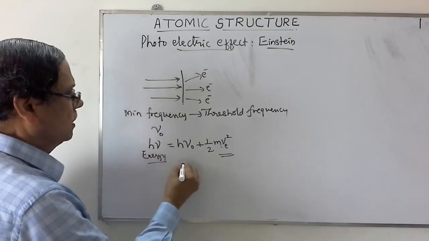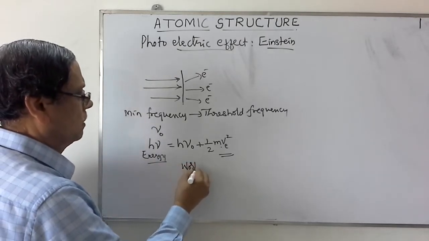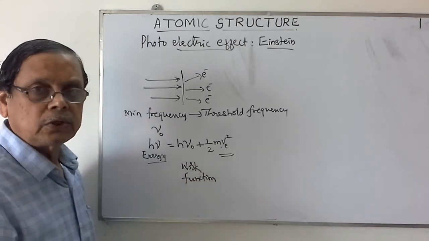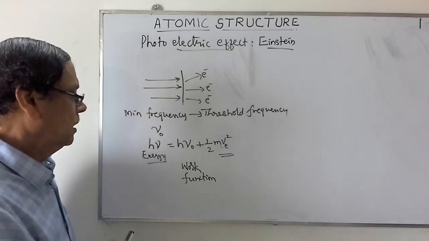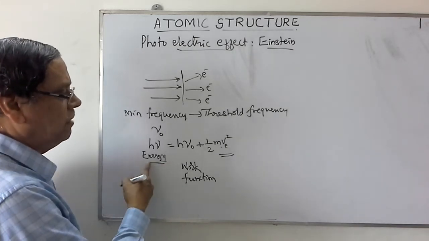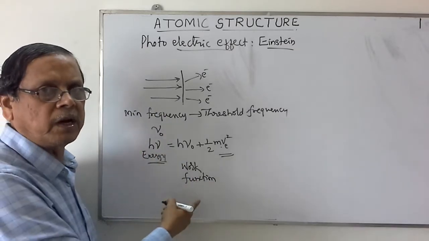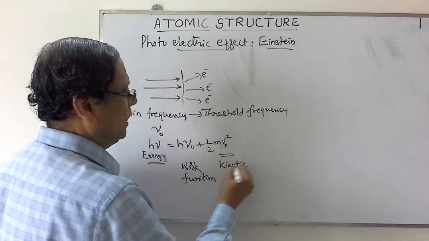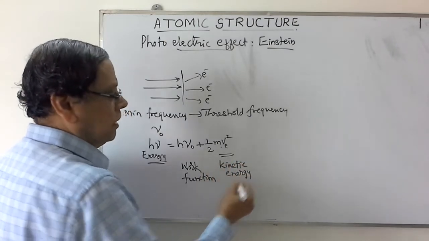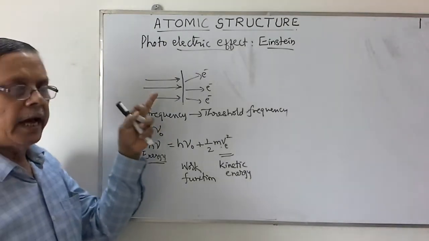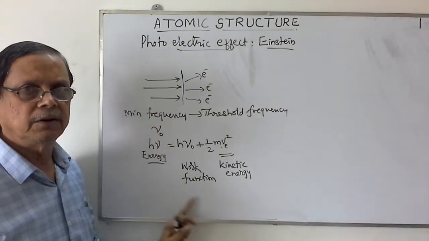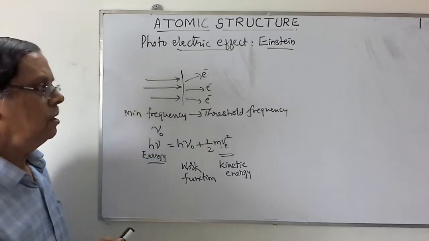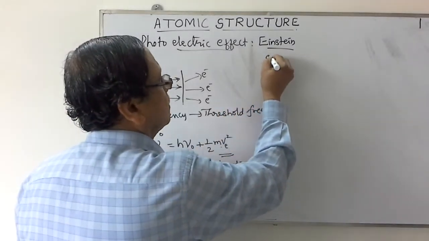So this is called work function. The minimum energy that is required to eject the electron is called the work function. But this is the energy that is available in the radiation, which is more than this work function. Then this is called kinetic energy. Assume that we are having a radiation having a frequency lesser than this threshold frequency, then we don't observe any ejection of the electron.